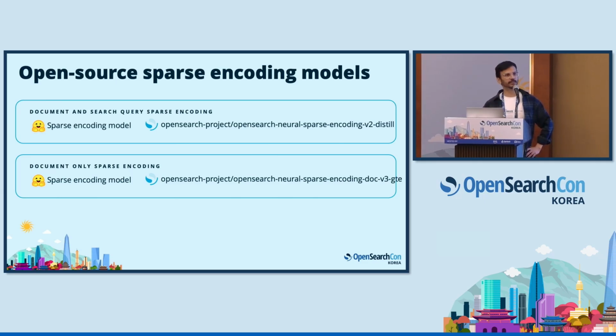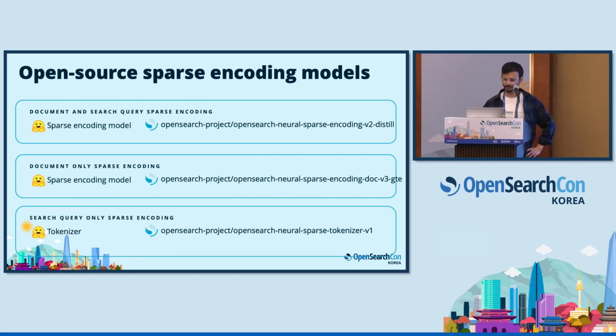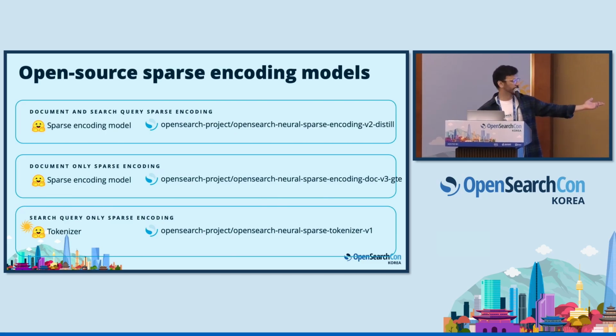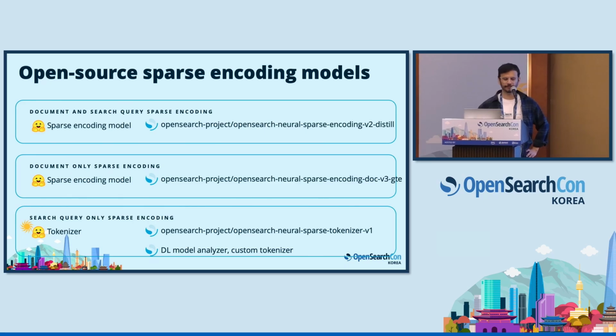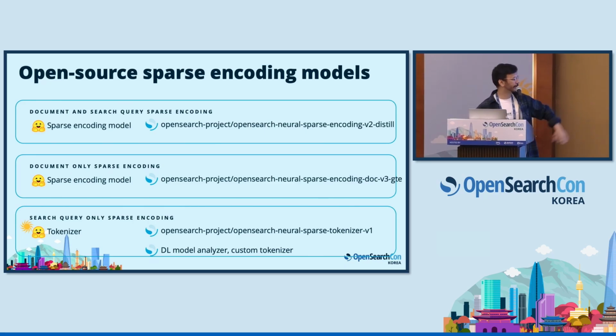All of it is there in Hugging Face. You can take a look at it, yeah? And when you use a doc-only encoder, for the search time, you also have to use a tokenizer. For that, we have a sparse tokenizer, and starting version 3.x you can also use the deep learning model analyzer or a custom tokenizer if you want to tokenize your search queries in a different way, yeah?